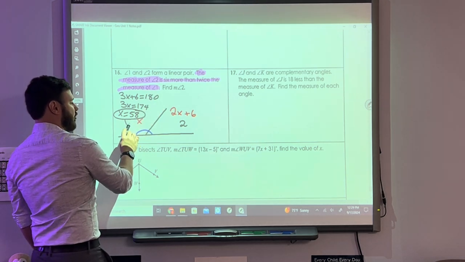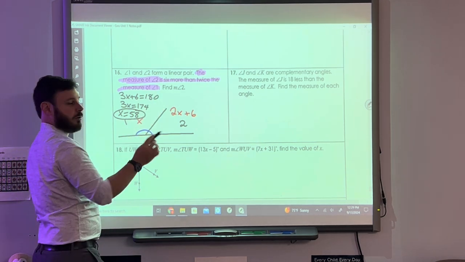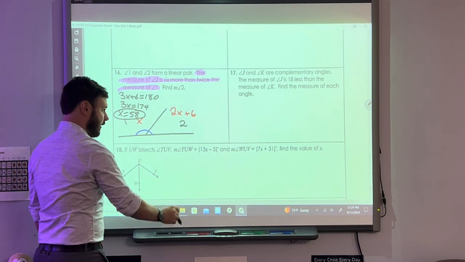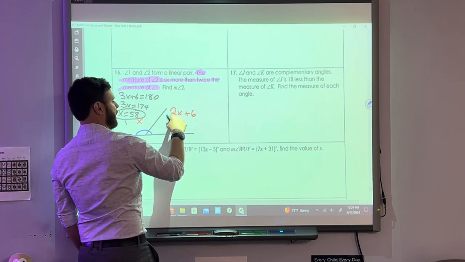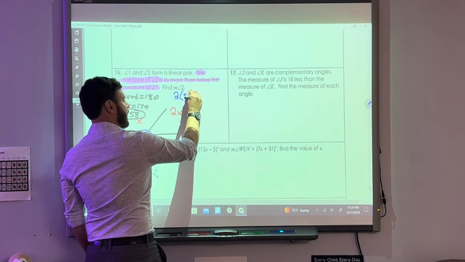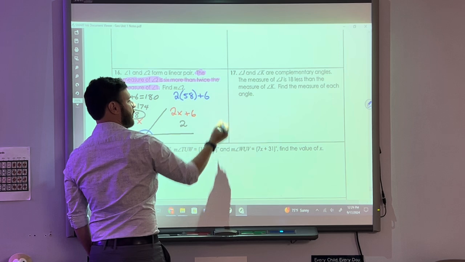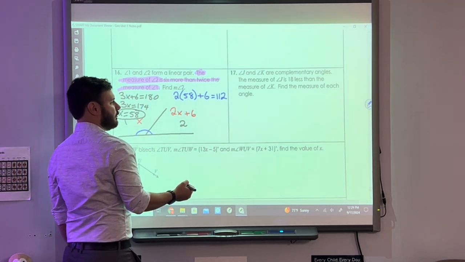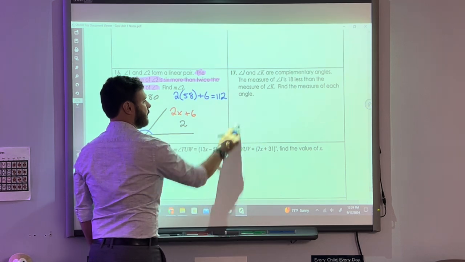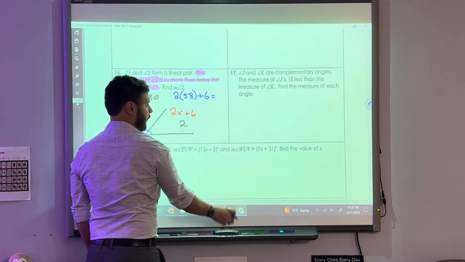It didn't want x. x would have been measure 1, because we called that x. It wants measure 2, so I need to come over here and plug it in. 2 times 58 plus 6. That's going to equal 112. No, 122. That's going to equal 122.